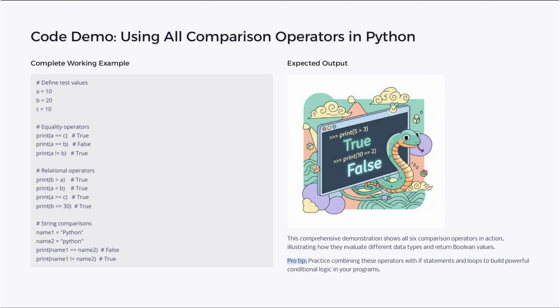In this code demo, we explore Python's comparison operators. Equality checks show A equals C is true, while A not equals B is also true. Relational operators confirm B greater than A and A less than B. String comparisons reveal name1 equals name2 is false due to case sensitivity. Practice these operators with if statements for robust logic.